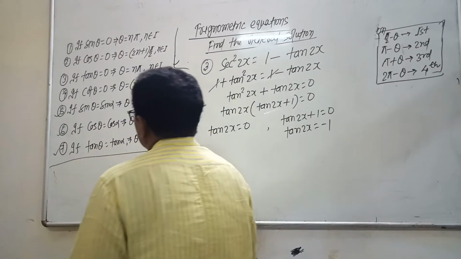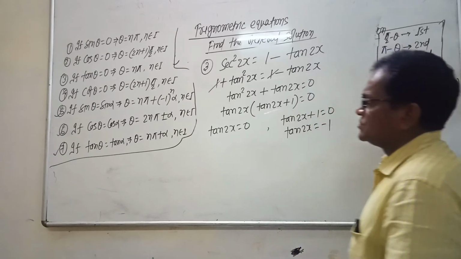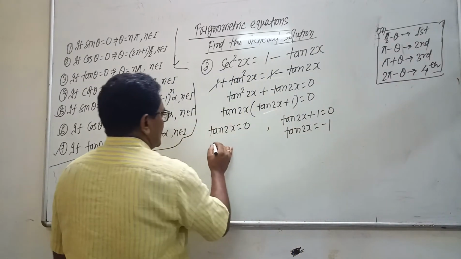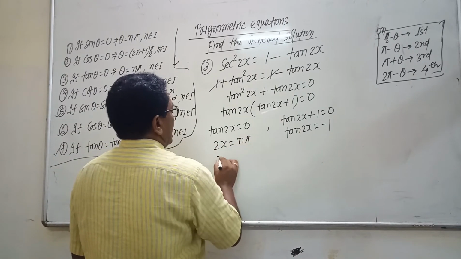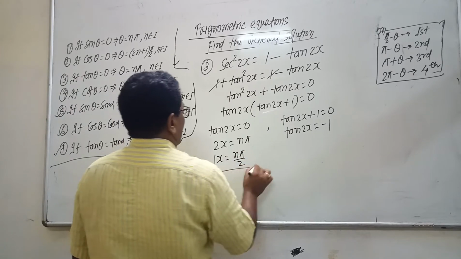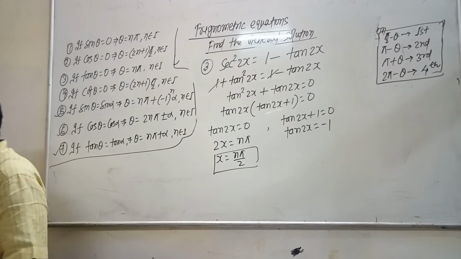So for tan 2x equals 0, we use this formula: if tan theta equals 0, then theta equals n pi. At the place of theta there is 2x, then 2x equals n pi, and x equals n pi by 2. The value of x equals n pi by 2.